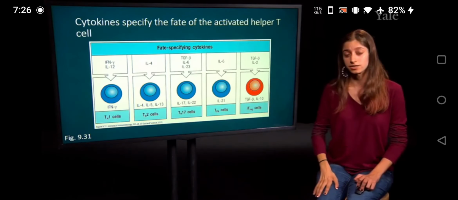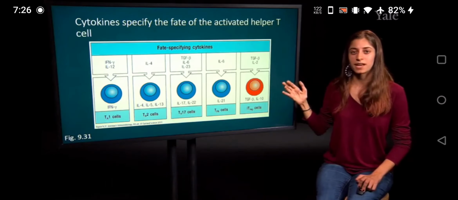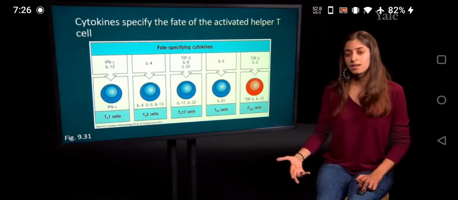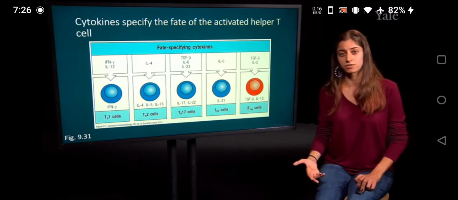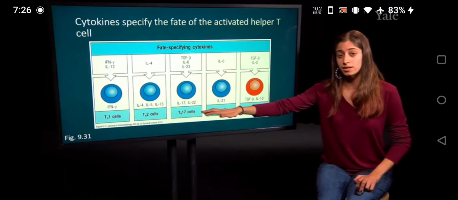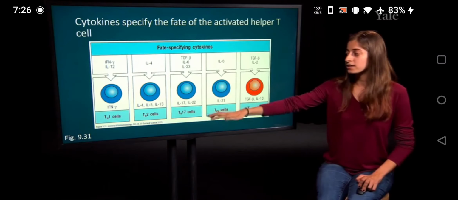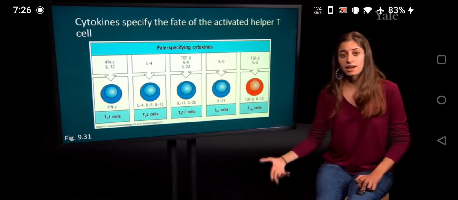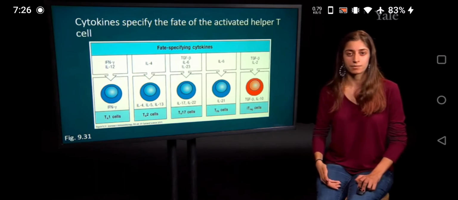Once you have the activation of all these subsets, the subsets then produce their own unique set of cytokines that will then allow them to perform their specific effector functions. Th1 cells will produce the type 1 inflammatory interferon gamma. Th2 cells will release IL-4, IL-5, and IL-13. These are important not only for responding to parasites and helminths, but also for activating an allergic response.